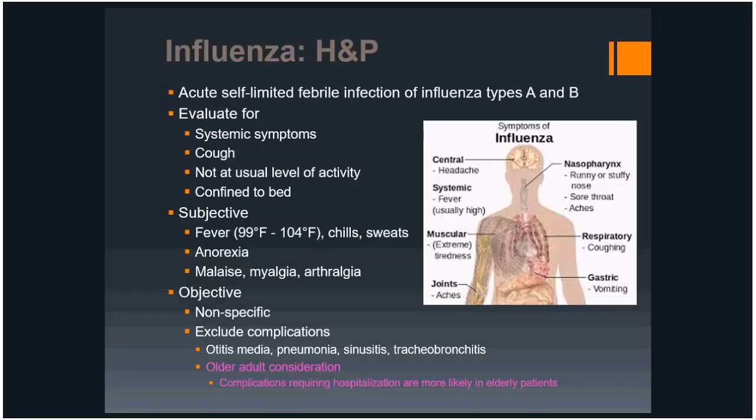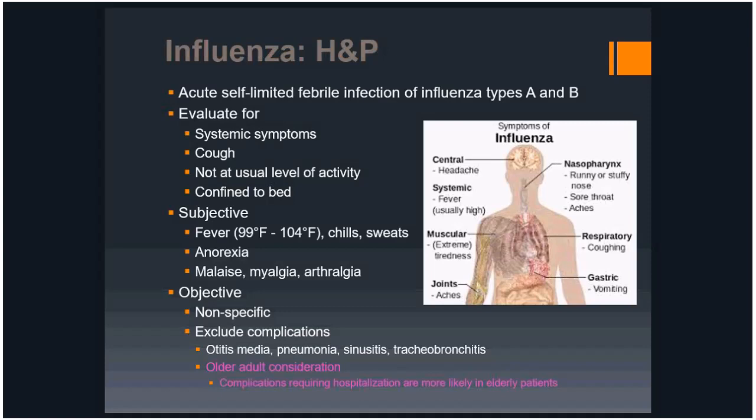This is Dr. Chris Robertson providing an overview of influenza, which is an acute self-limited febrile infection of influenza types A and B. There are other types, however, A and B are most common, what we most commonly test for and treat. With presentation of these patients, you want to make sure that you're evaluating for systemic symptoms, cough, patients who are not at their usual level of activity and may be confined to bed.